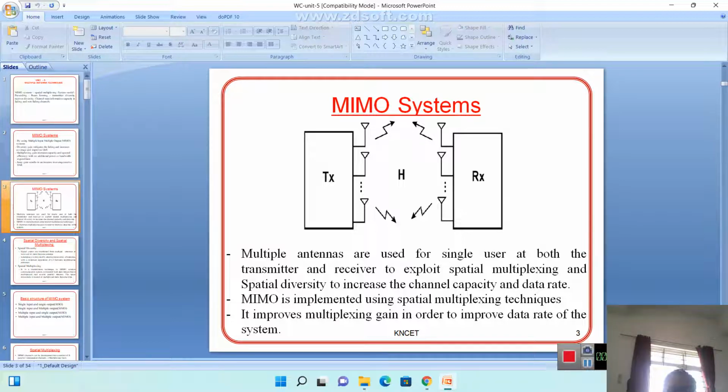So MIMO, multiple input, multiple output, is implemented using spatial multiplexing techniques. If I improve the multiplexing gain, the data rate also improves. If I decrease the gain, it's not suitable for a MIMO system, because it uses more than one input as well as more than one output. The name itself has the meaning: MIMO, multiple input, multiple output, in order to improve the data rate of the system.